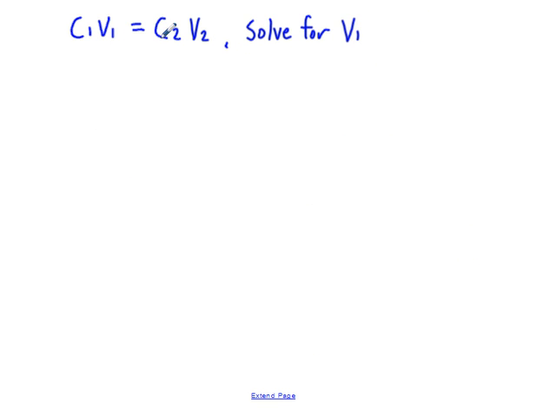C1 V1 equals C2 V2, solve for V1. So to do that, if we divide both sides by C1, we get V1 is equal to C2 V2 over C1. So that should be quite a simple solution.